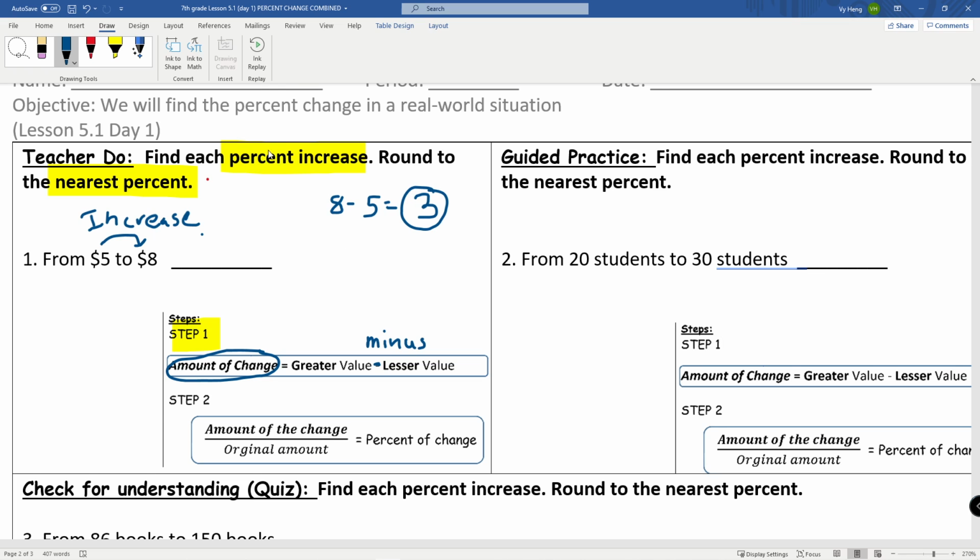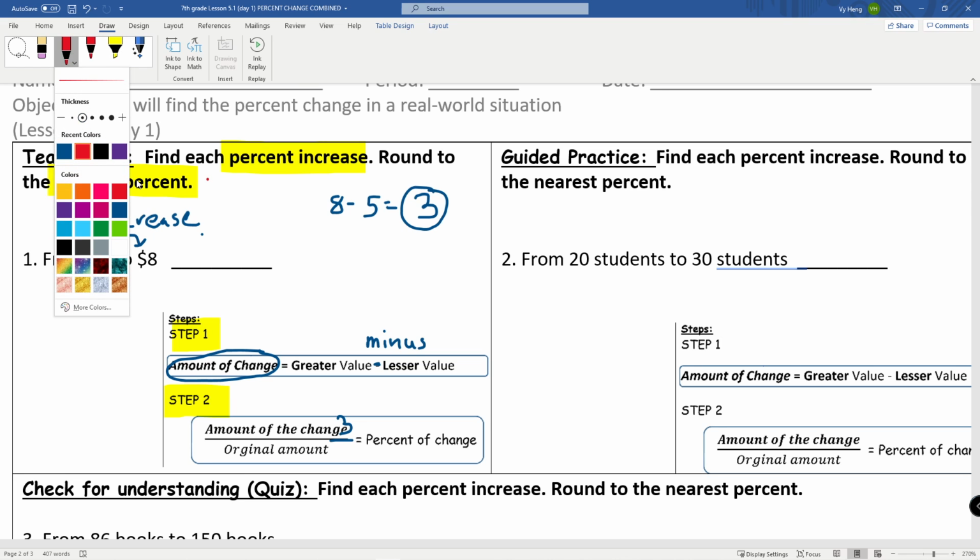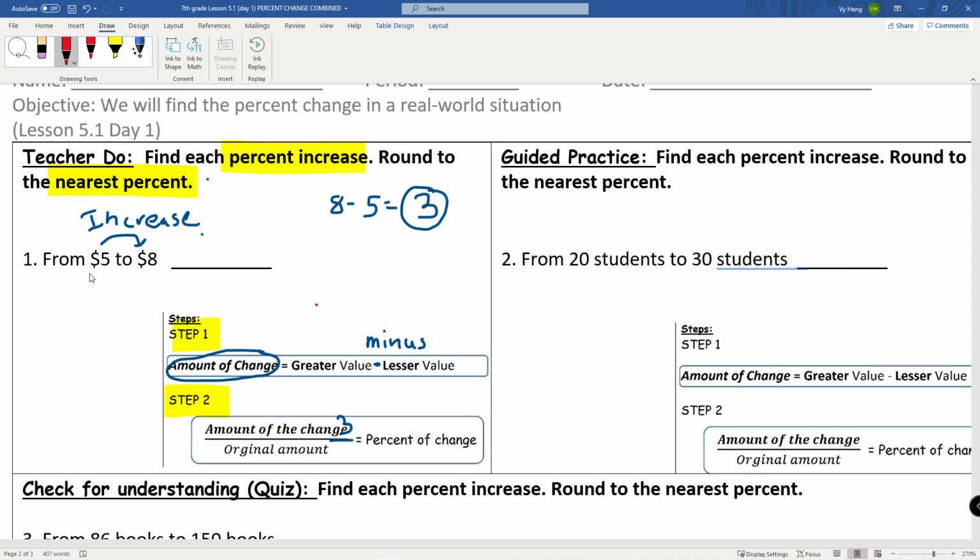We want to know the percent of change, or in other words, the percent increase. So we're going to step two. So then we're going to go ahead and write 3 right here, because the amount of change is 3. And then I'll put a division sign right there because there's division. And we're going to divide it by the original amount. So what's the original amount? Well, the original amount is $5. Because in the beginning, we started with 5, and then we ended up with $8, which was the increase. So we're going to put $5 right there underneath. So now we got 3 over 5.